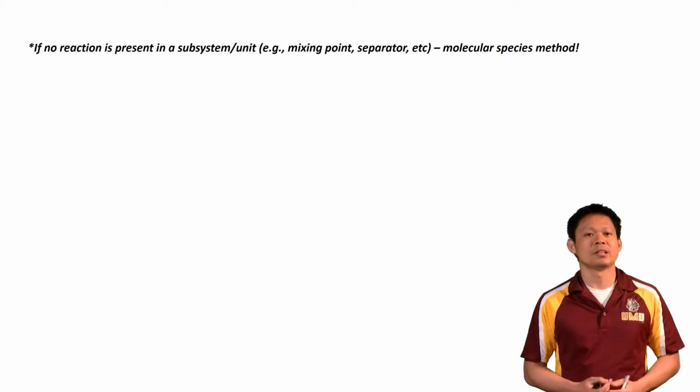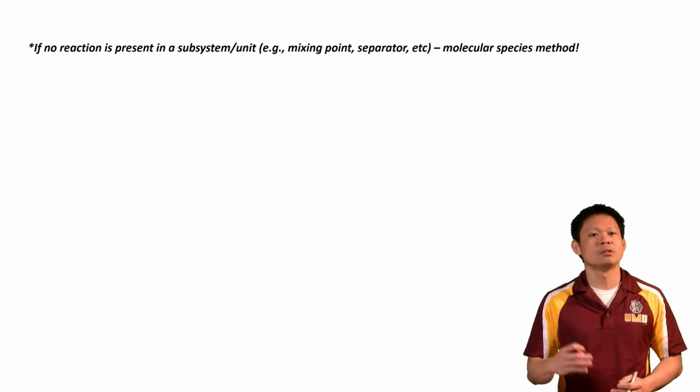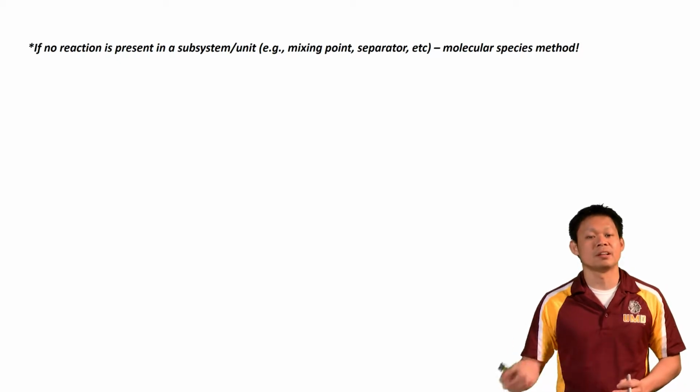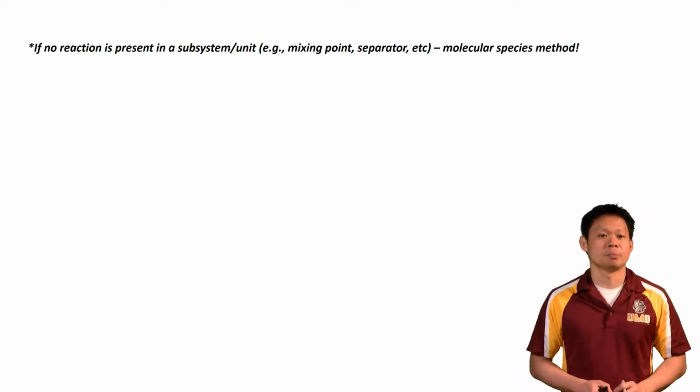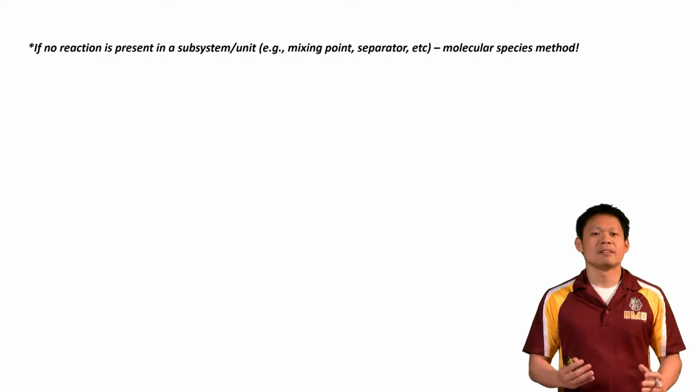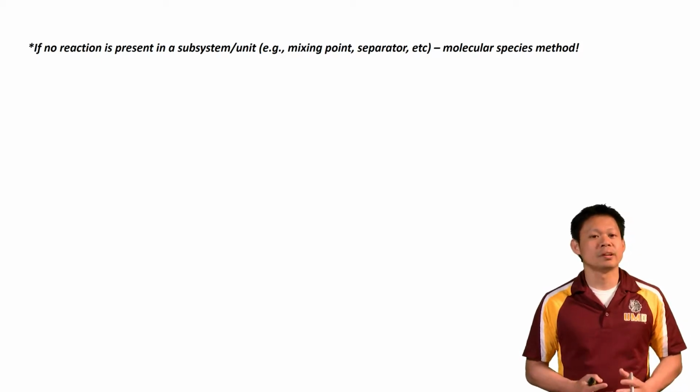You could do atomic species, but in general, what you're going to find if you end up doing atomic species, you're going to lose information. You're going to have not enough equations to actually solve the problem. So once we have units that have no reactions going on within them, you can only use the molecular species method, and that's the way to go.